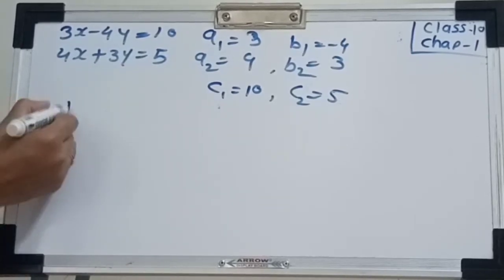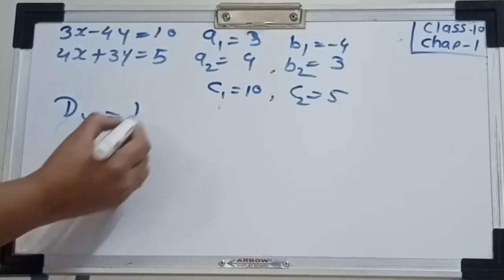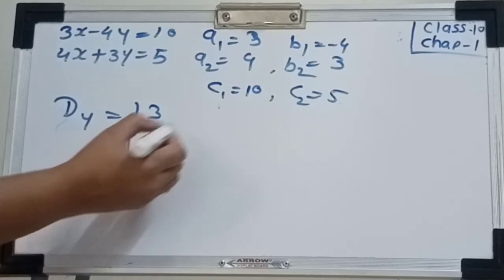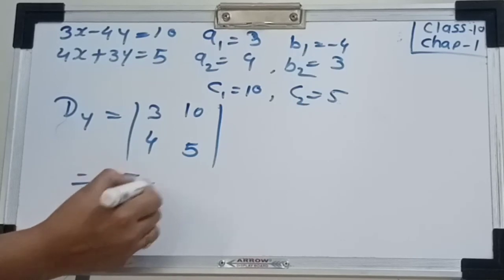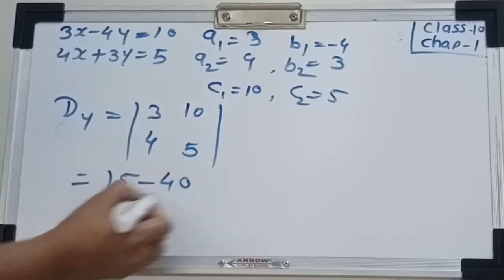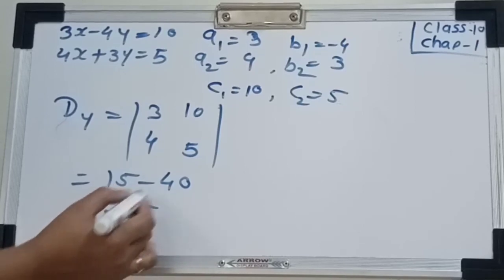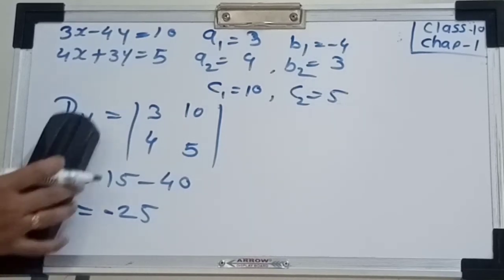Now dy. dy is equal to a1, a2 and c1, c2. 10, 5. 3 5s are 15 minus 10 4s are 40. 15 minus 40, 25. But here 40 is a greater number, hence the sign is minus. Hence our subtraction is minus 25. dy is equal to minus 25.